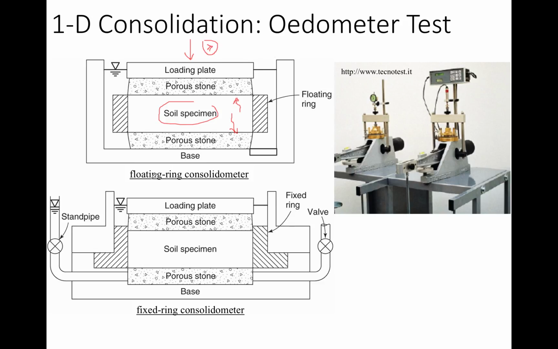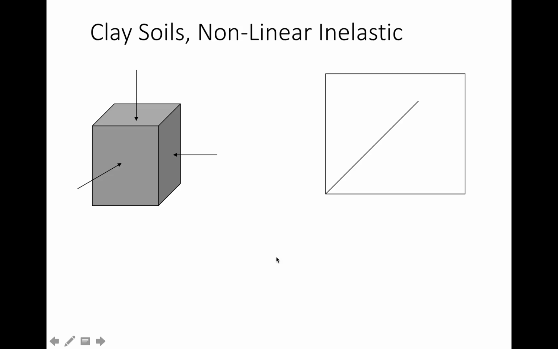So there's two different types. There's the floating ring and the fixed ring. The main difference is the floating ring is not attached at the bottom. The ring is not attached to the bottom of the base, whereas this one you can see that the fixed ring is at the bottom of the base.